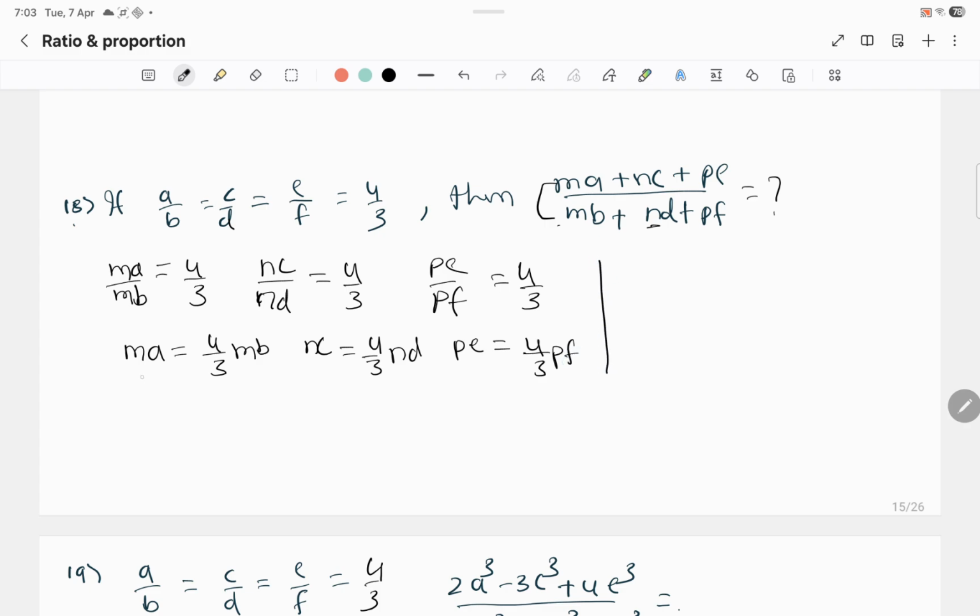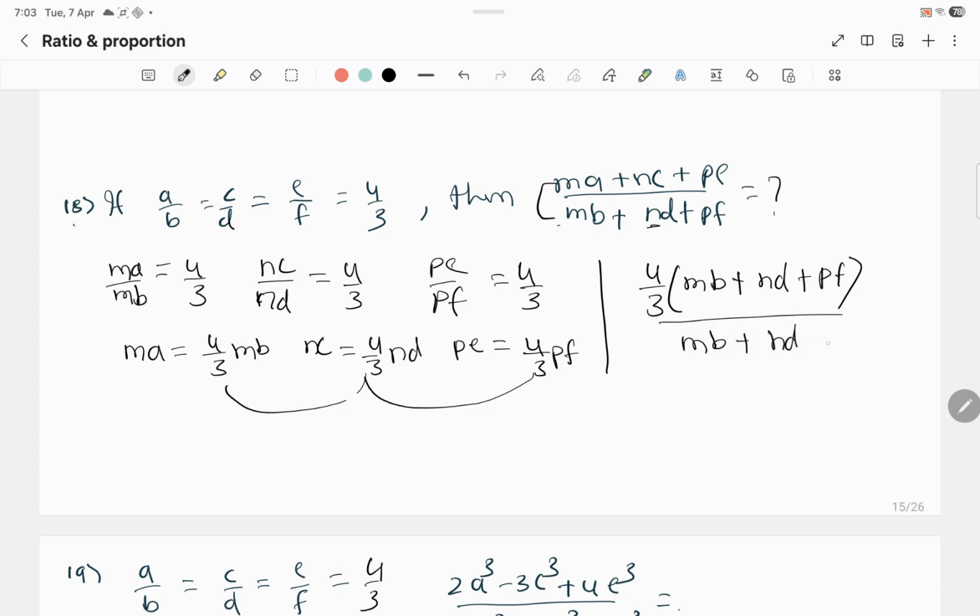What we need is MA equal to what? 4 by 3, 4 by 3 is common. If I take out 4 by 3, then (MB plus ND plus PF) whole divided by (MB plus ND plus PF). These both get cancelled. What is the concept behind this?